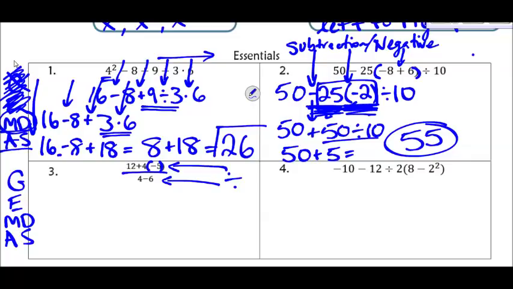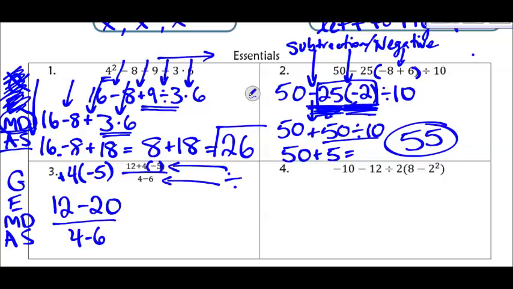So I have to follow order of operations on top. I'm going to do the multiplication first. 12, it says a positive 4 is being multiplied times a negative 5. A positive 4 times negative 5 gives me a negative 20. And that's exactly what I'm going to write. I'm going to write that as a minus 20. 4 times negative 5 is negative 20.